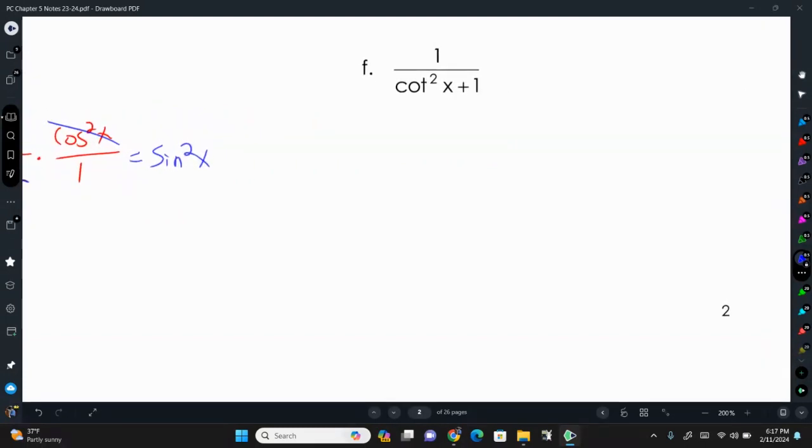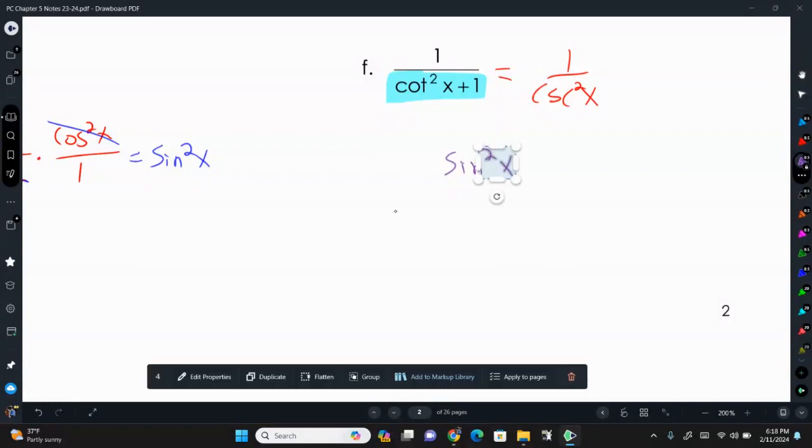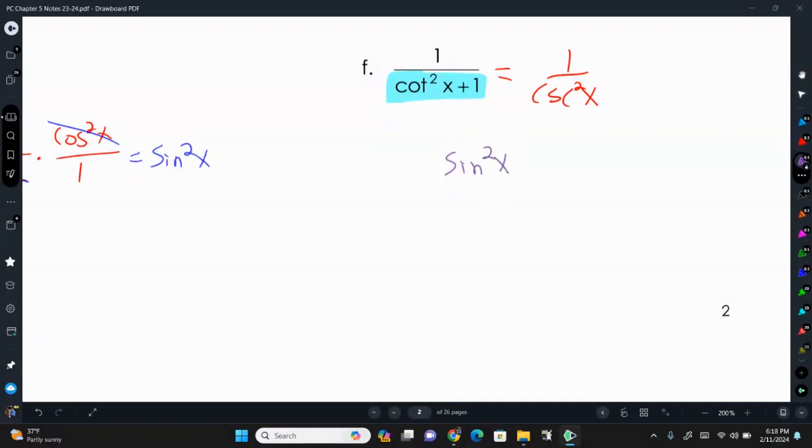Now this one, we have 1 over cotangent squared plus 1. On our identity sheet, this right here is equal to cosecant squared. And we know that cosecant is just 1 over sine. So if we flip this, this becomes sine squared of x. And now it is as simple as it can go.